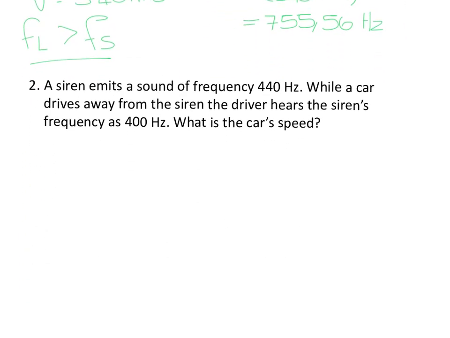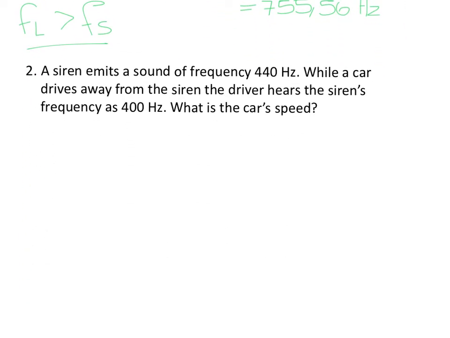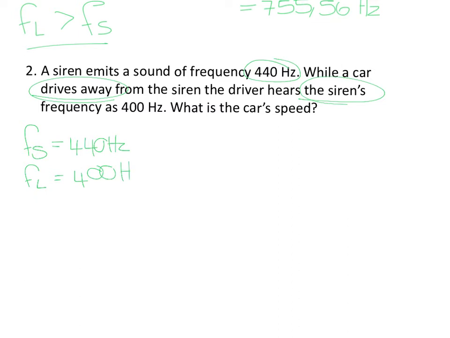Then, now they tell you a siren emits a frequency. So this is my source's frequency. Frequency of my source is 440 hertz. While a car drives away from the siren, the driver hears the siren. So that's my listener of 400 hertz. And then they want to know what the car's speed is. So the car, which is the listener, is moving away. The source is stationary. And once again, I'm going to take the speed of sound as being 340.